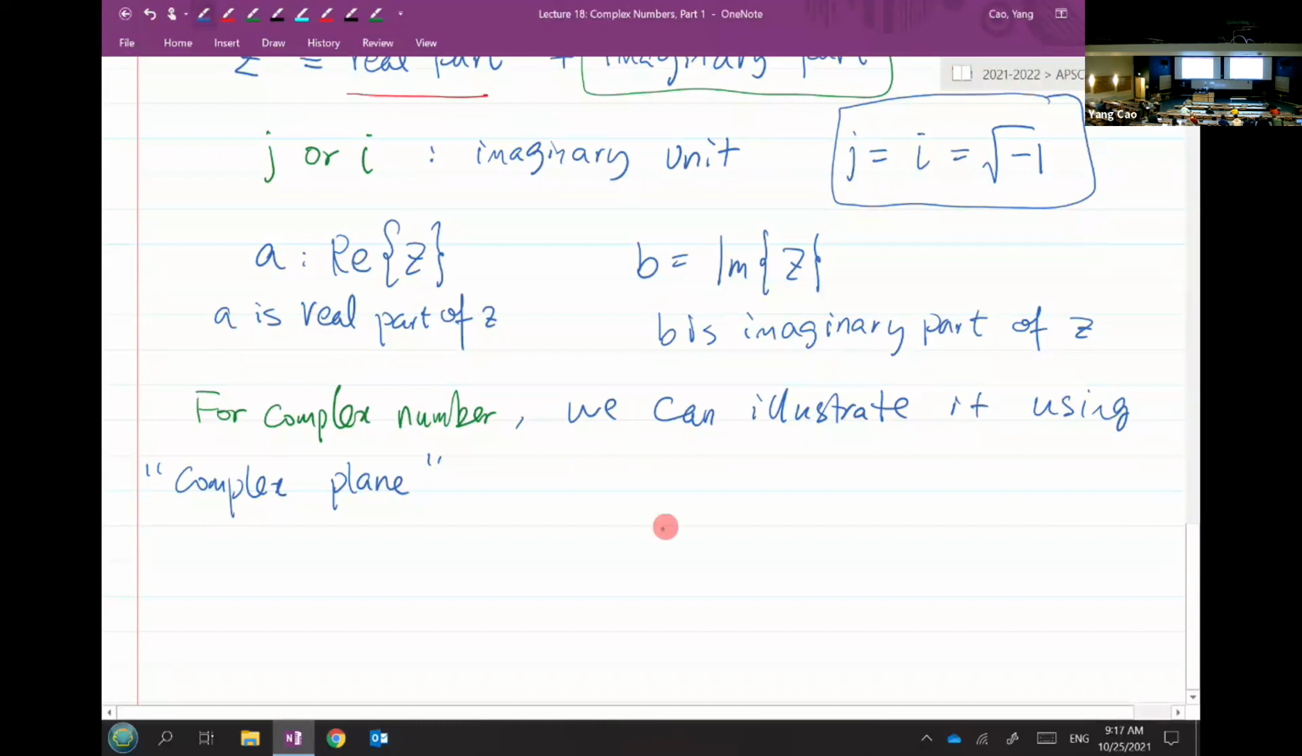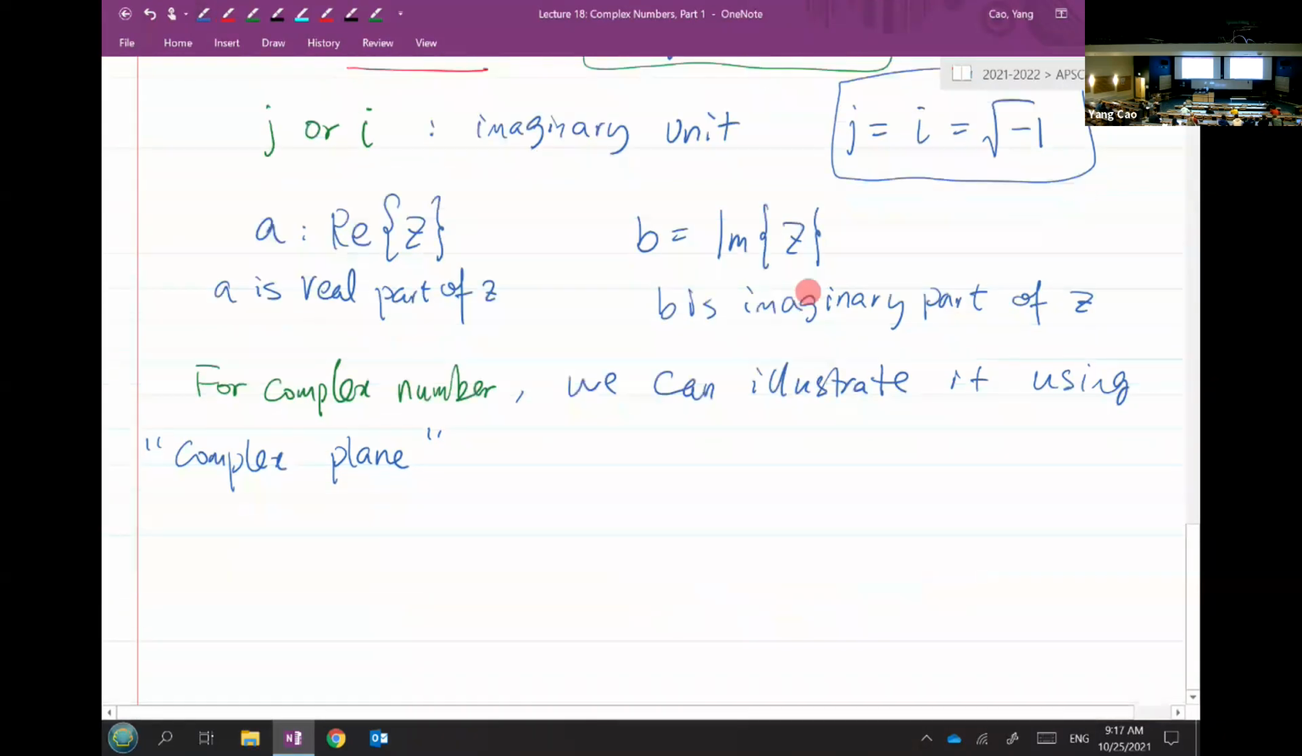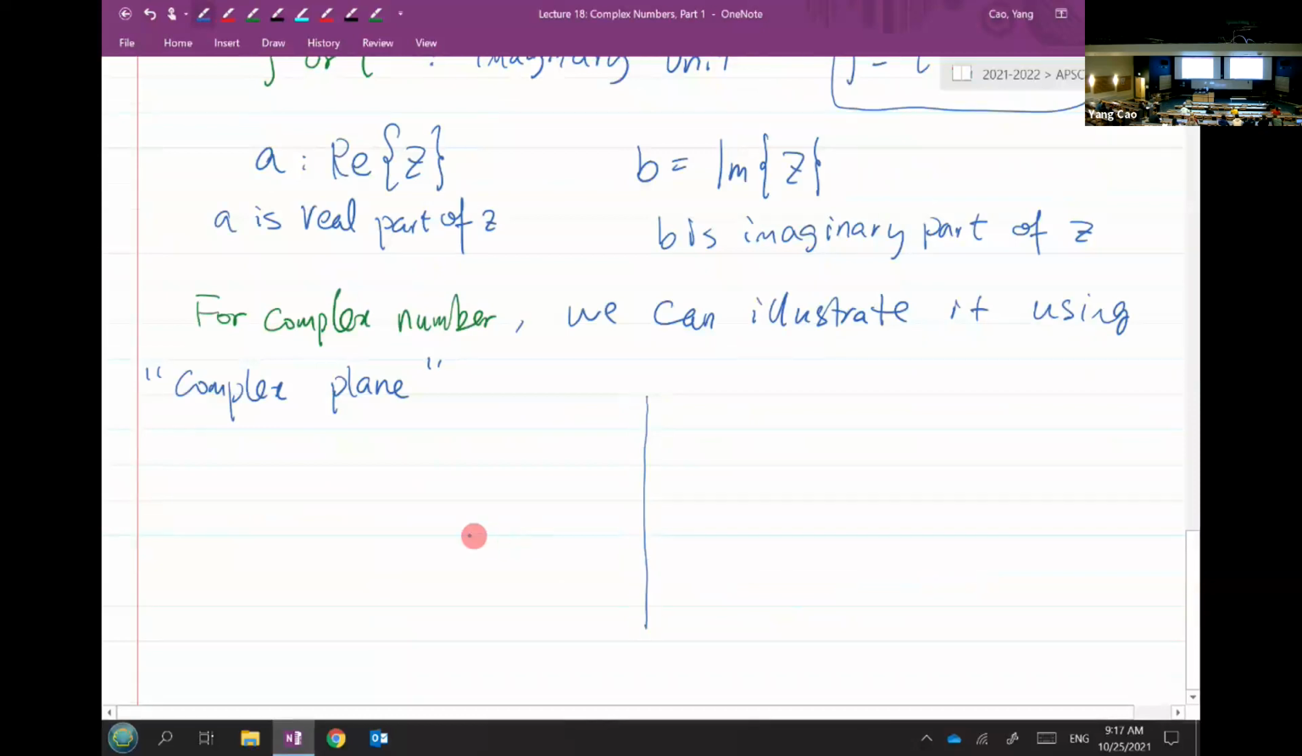So for a real number, just to jog your mind, it's easy. You draw the x-axis, and then you can label 0, and then you can label the numbers along this horizontal axis. That's how you illustrate where the real number is. But for a complex number, because there are two parts, the real part and the imaginary part, we have a complex plane, very much like an XY plane. But this time, you label the plane as a real and imaginary axis.